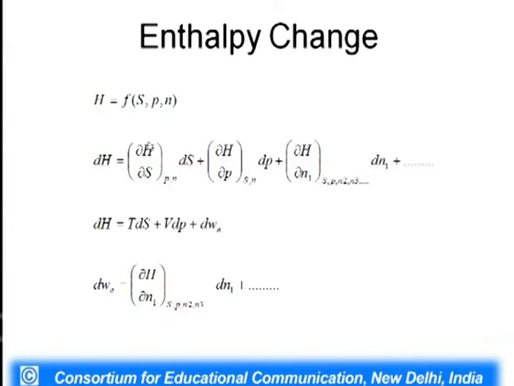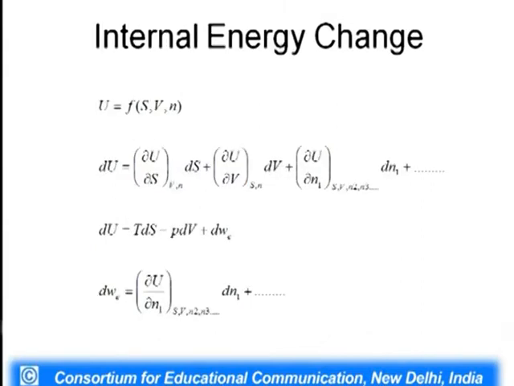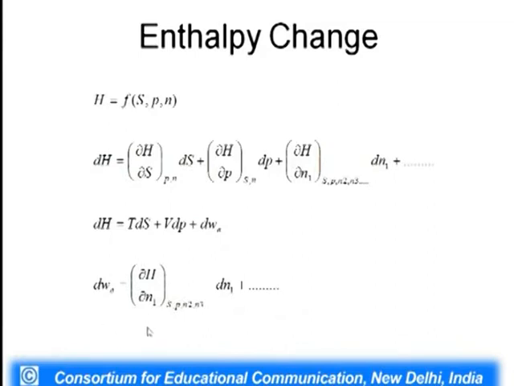So, from that we can simply get: del H by del S at constant P and N is equal to T, and del H by del P at constant S and N is equal to V, and del H by del N1 at constant S, P, N2, N3 times dN1, plus this whole term, will be equal to dWe. When we were calculating internal energy change, we got dWe equal to del U by del N1 at constant S, V, N2, N3 times dN1 plus so on, and now we get dWe as del H by del N1 at constant S, P, N2, N3 times dN1.